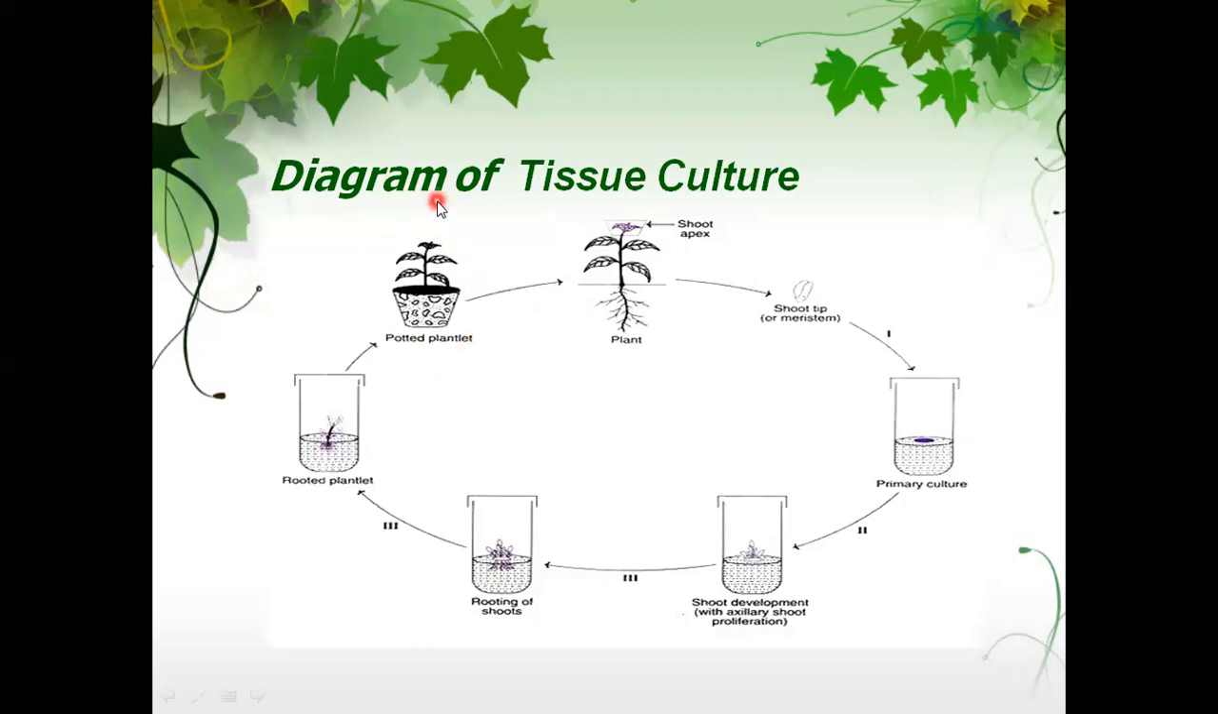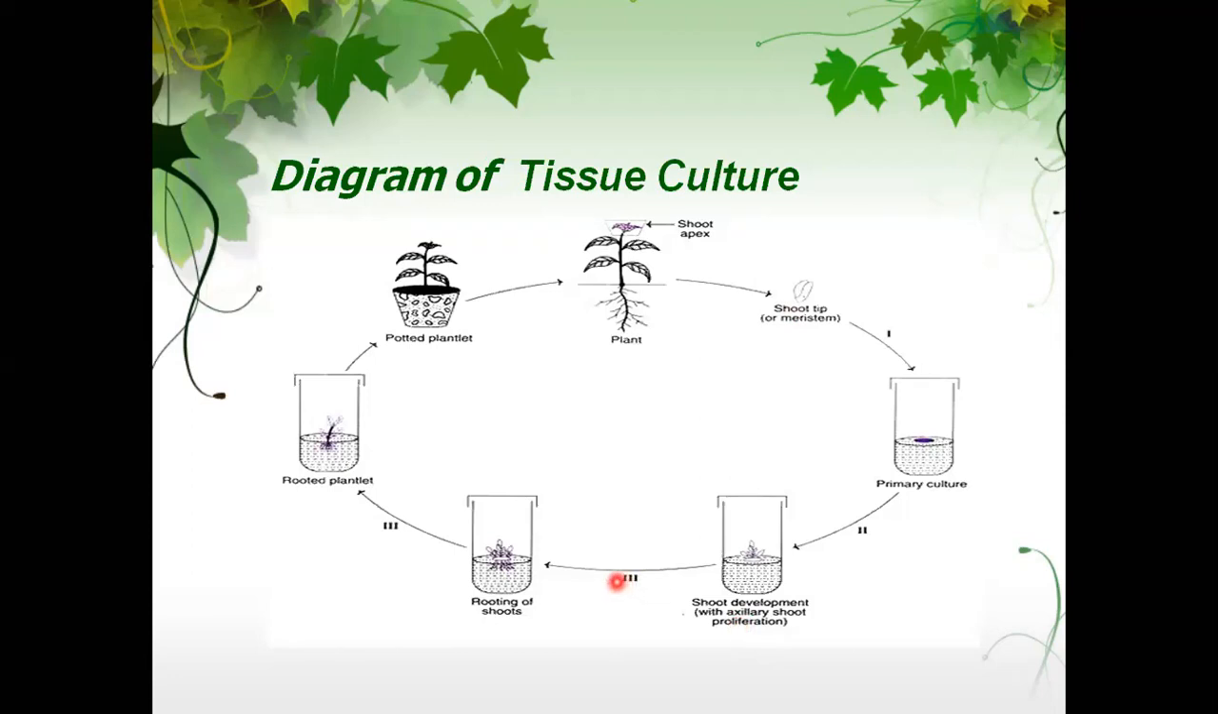Here the potted plantlet is shown, and in tissue culture we require a shoot apex, a tissue from the shoot apex. We have to take the shoot tips or meristem. Here the tissue is able to divide into another layer. We have to keep it in the primary culture. Now, what is this primary culture? Primary culture is made up of agar gel, which provides proper nutrients to this tissue for its growth and enzymatic maintenance also.